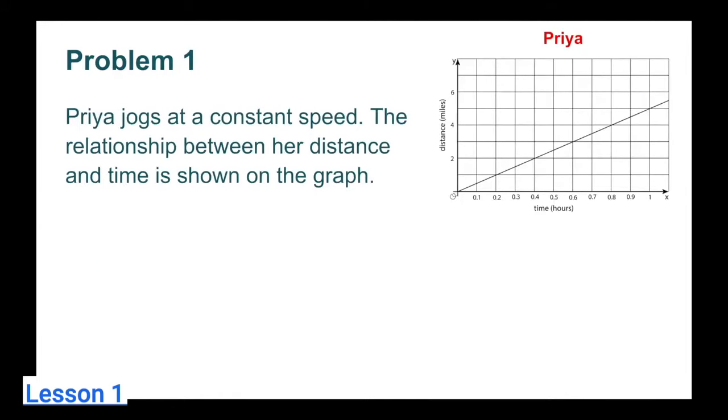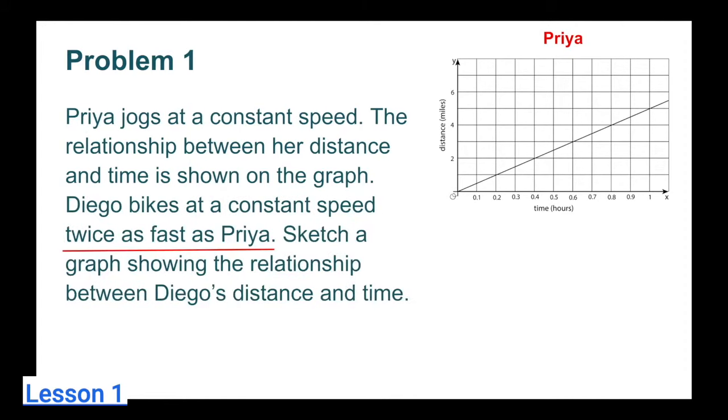Number 1. Priya jogs at a constant speed. The relationship between her distance and time is shown on the graph. Diego bikes at a constant speed twice as fast as Priya. Sketch a graph showing the relationship between Diego's distance and time.